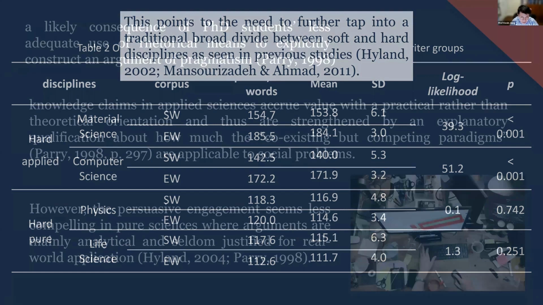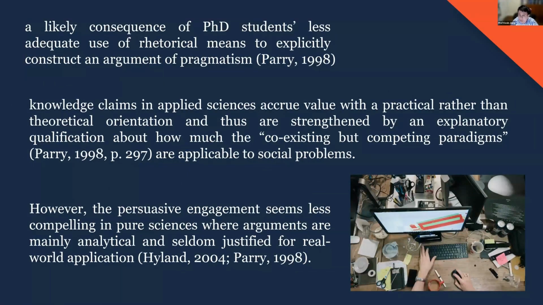And in addition, we also see the significant difference in hard applied disciplines as a likely consequence of PhD students' less adequate use of rhetorical means to explicitly construct an argument of pragmatism. Perry notes earlier that knowledge claims in applied sciences accrue value with a practical rather than theoretical orientation, and so they are strengthened by an explanatory qualification about how much the existing but competing paradigms are applicable to social problems. However, the persuasive engagement seems less compelling in pure sciences, where arguments are mainly analytical and seldom justified for real-world application.